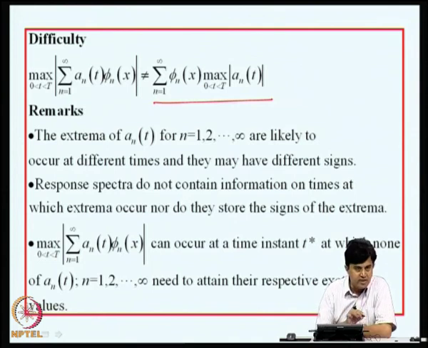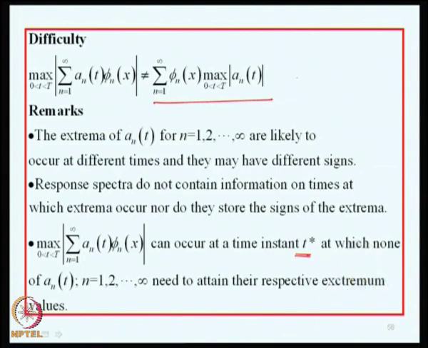Even if you had stored this, there will still be difficulty, because suppose the maximum value of this sum occurs at time t star, this t star need not coincide with any of the time instants at which individual a n of t reach their maximum values. So, there can be altogether a new t star at which the sum reaches its maximum. At that t star, there is no reason why any of these a n of t need to reach their respective maximum values. So, that would mean there is a basic difficulty in using response spectrum based methods for multi-degree freedom systems.